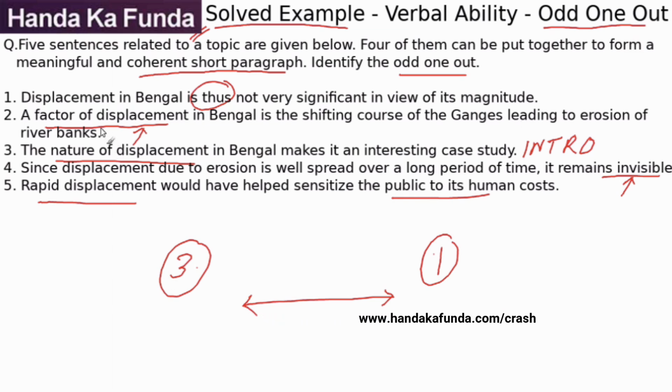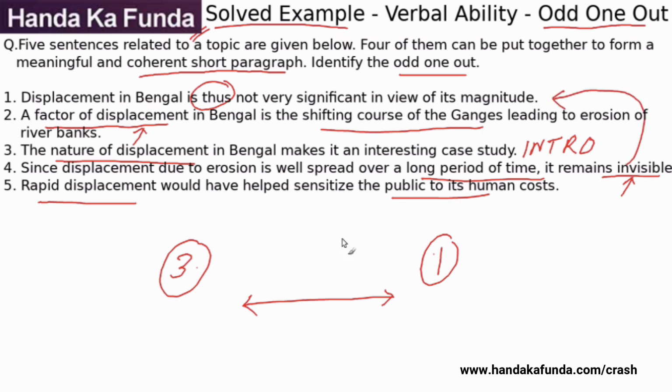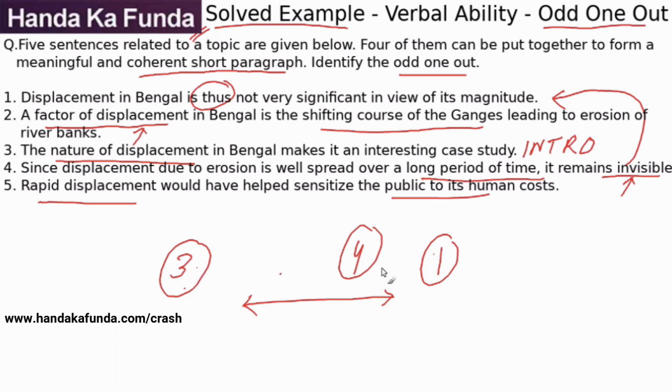So let's check again. 2 says a factor is the shifting course of the Ganges. That is why displacement is happening. And since displacement due to erosion is well spread over a long period of time, it remains invisible. So definitely 4 is leading to 1, because 4 is saying that it remains invisible and it is not very significant. Now we are looking for a cause: this is an introduction, this is the cause, this is the effect, and this is the conclusion.